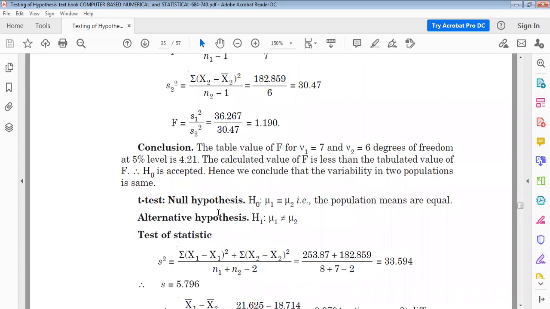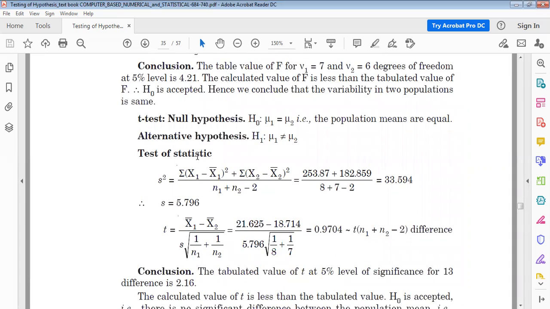Now the t-test. We now try to test by applying the capital t-test. The t-test tests whether the means differ or not. The null hypothesis is that the population means are equal, that means the populations are the same in mean. The alternate hypothesis is that they are not equal.